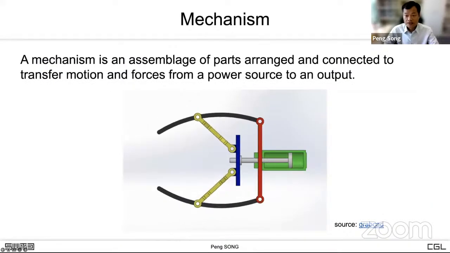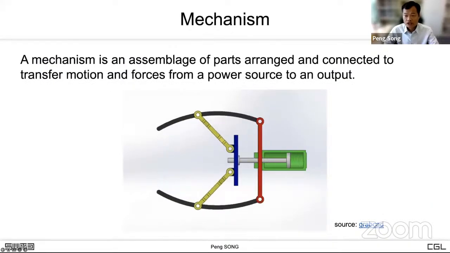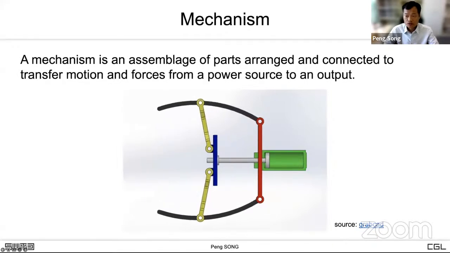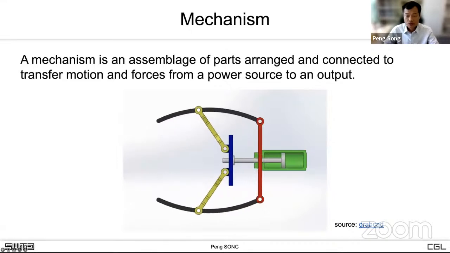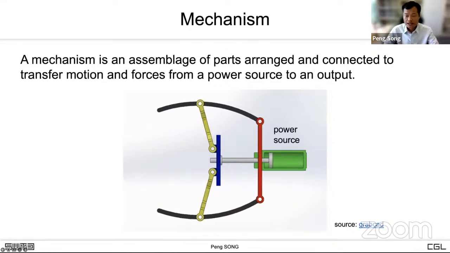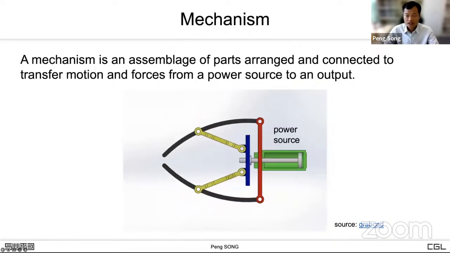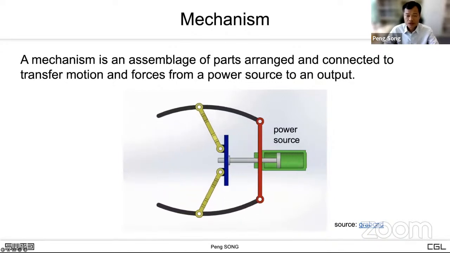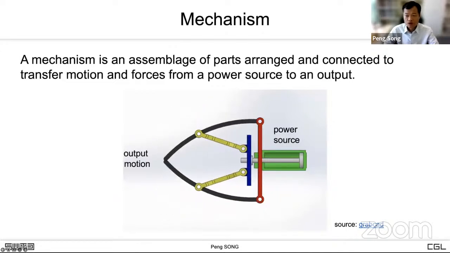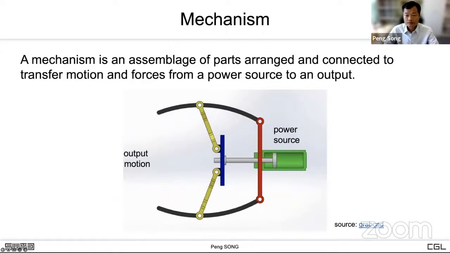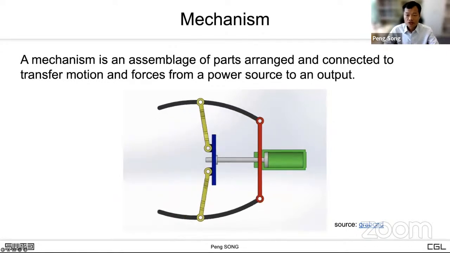A mechanism is an assemblage of parts arranged and connected to transfer motion and forces from a power source to an output. Look at this example. The power source is applied on the gray part such that it can translate horizontally. The output is a motion of the gripper for grasping some objects. In a mechanism, each part is usually modeled as a rigid body. In this example, we have 6 mechanical parts.